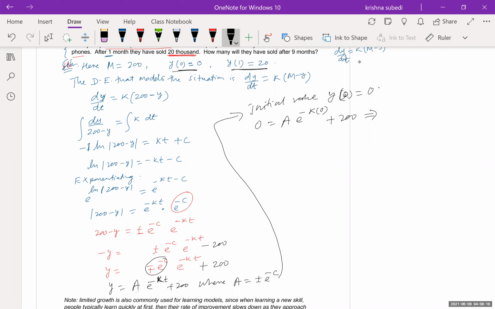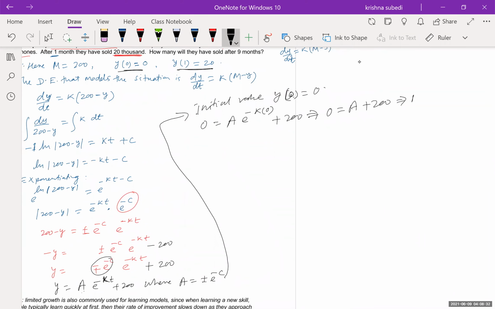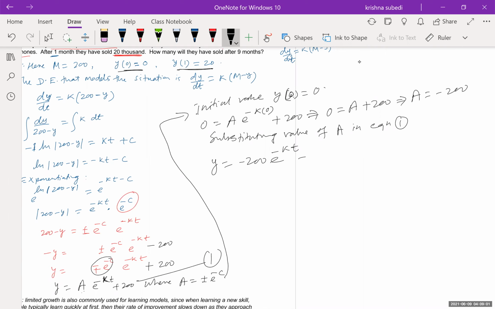So what is the value of a? This will be 0 equals a plus 200, which means a equals negative 200. Okay, a equals negative 200. That's what we got. So let us substitute the value. This is, let's say, equation 1. Substituting the value of a in equation 1, we get y equals negative 200 e to the negative kt plus 200.